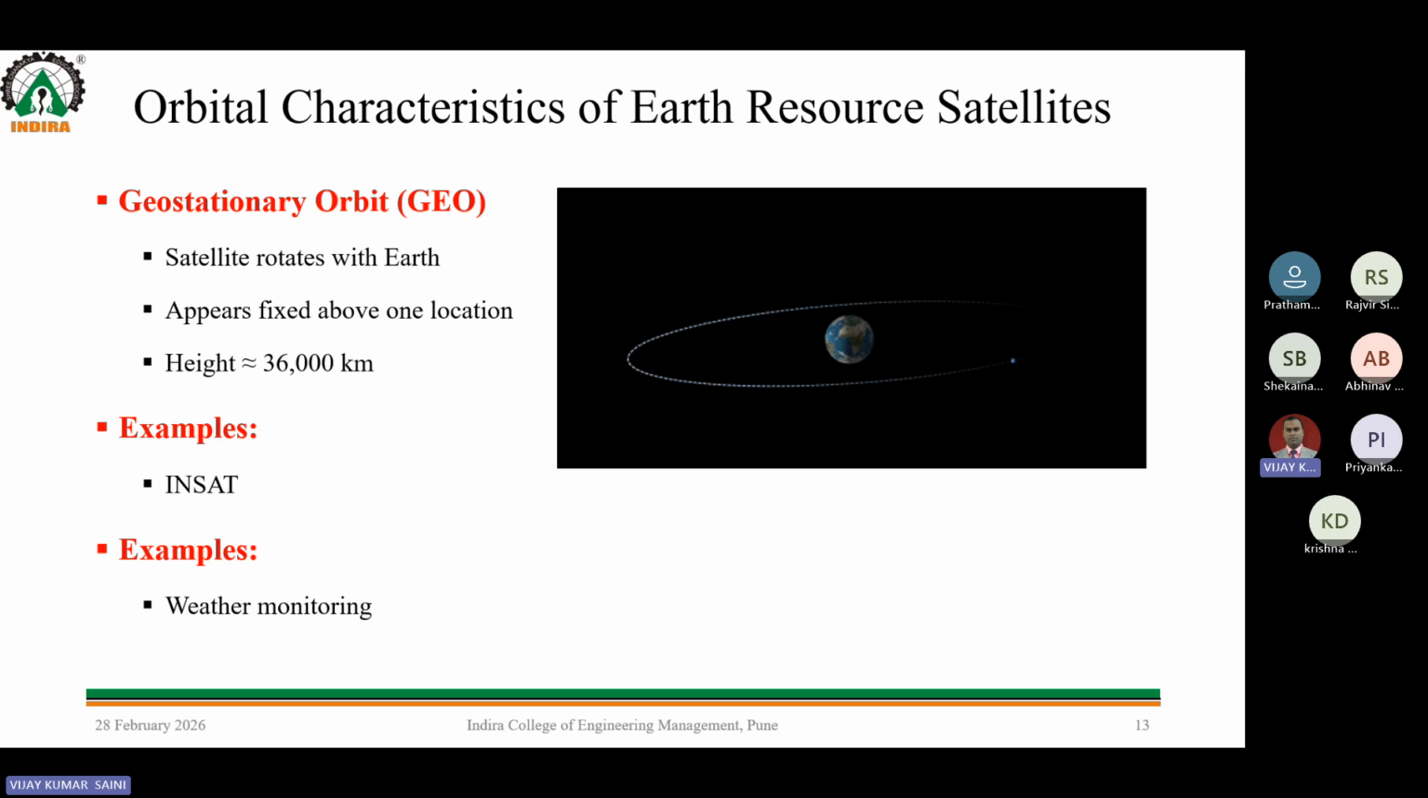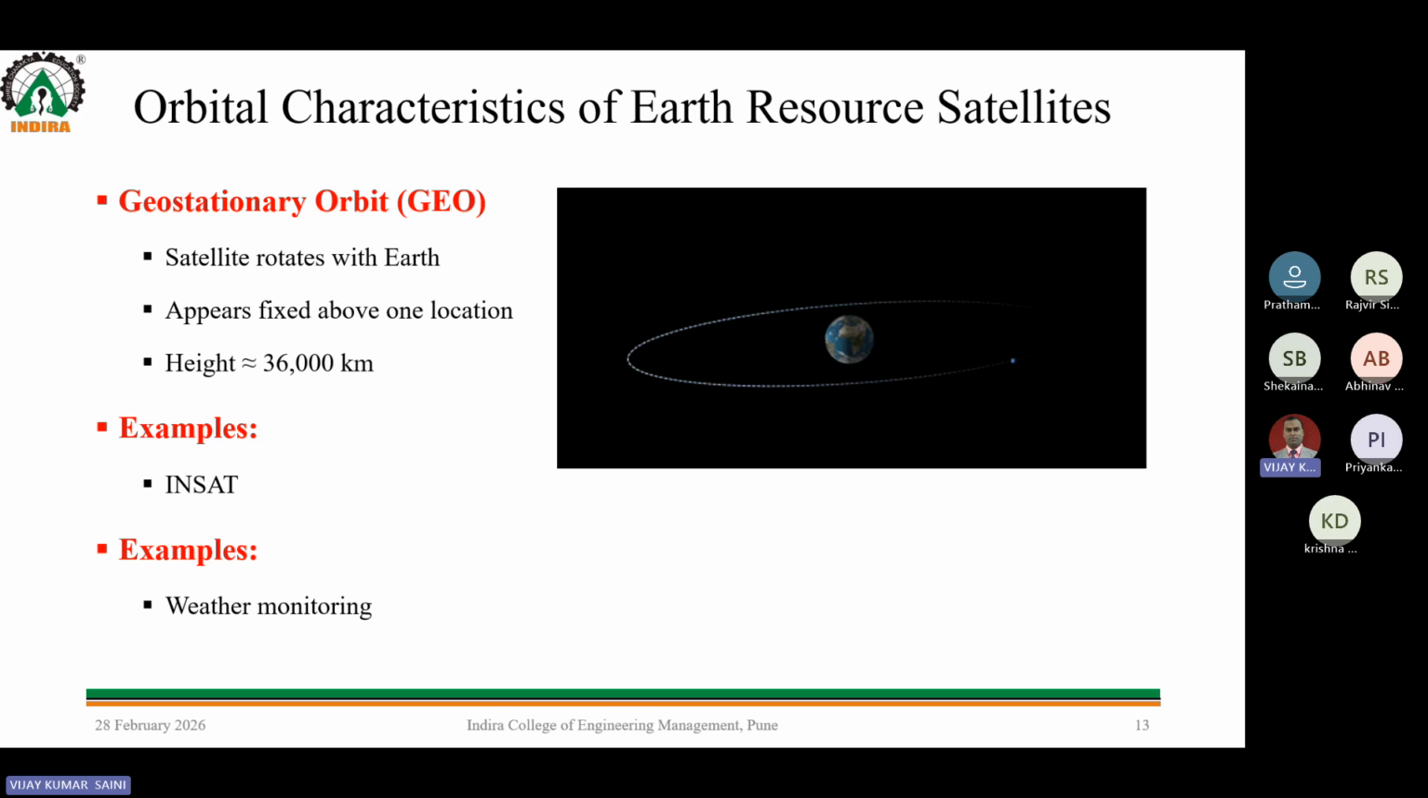Giving an example, this is our Earth, right? And it is rotating something like this. So when it is rotating, this satellite will also be rotating at a similar pace with the Earth's rotation. So when it is moving with the same velocity as the Earth, it looks like it is fixed. Although it is not fixed basically, it is moving along with the Earth.